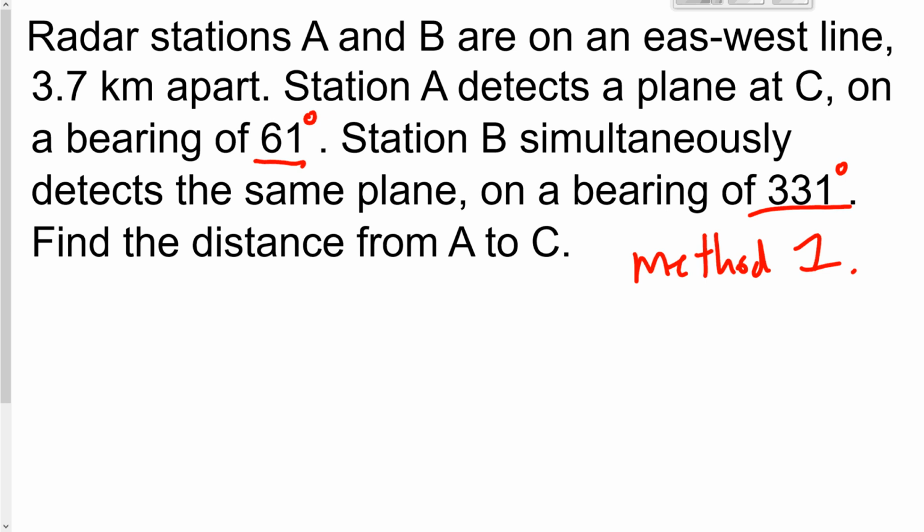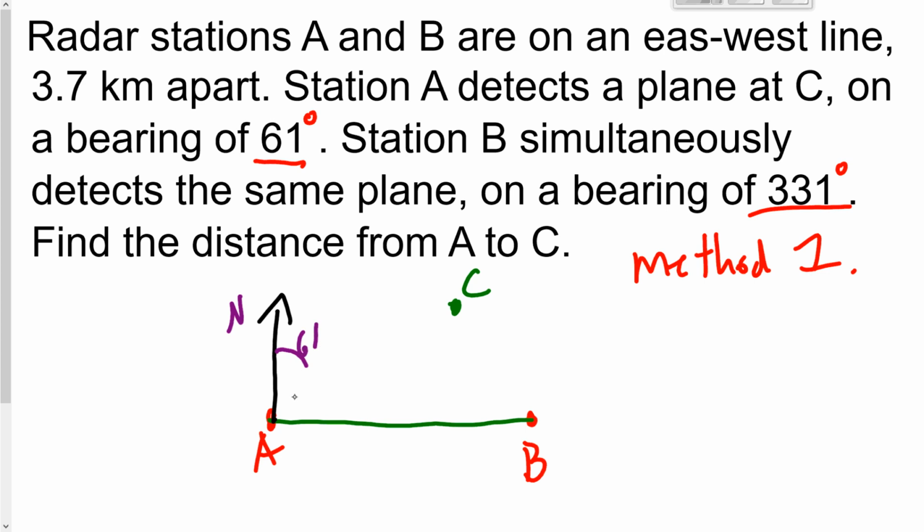Okay, so we have two radar stations, A and B, and they're on an east-west line, so they're straight across from each other on a west-east line. And then somewhere we have this plane at C, right? So this plane is detected at C. So we have ABC. Then we know that from a north line, radar station A detects the plane at a bearing of 61 degrees. So if we go over 61 degrees from due north, we locate that it's traveling in that direction.